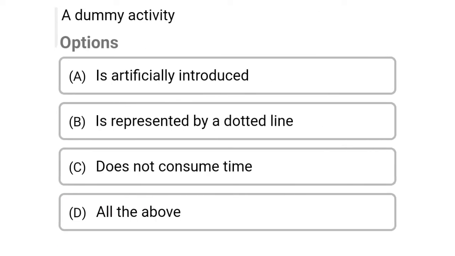So next question, a dummy activity. Option A, is artificially introduced. Option B, it's represented by a dotted line. Option C, does not consume time. Option D, all the above. So the correct answer is option D, all the above.